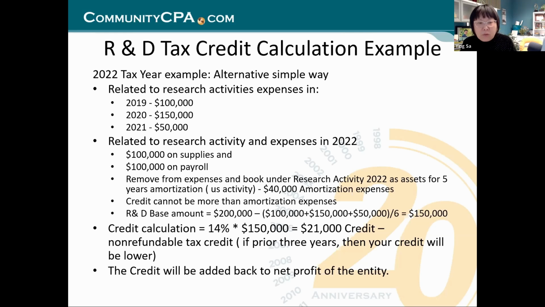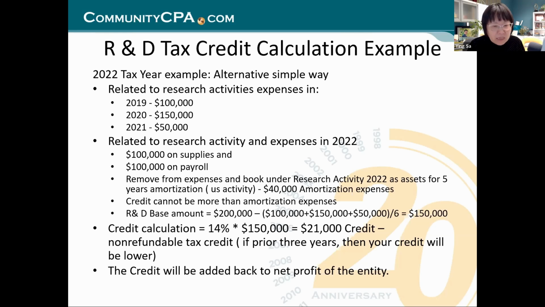So I do the same. I remove my expenses of 200,000 out of my income statement, out of my profit and loss statement, put that on my balance sheet, and I depreciate that for 5 years because I'm a US activity, and then I can deduct 40,000 instead of 200,000. Now, I know my credit has to be less than the 40,000. I keep that in the back of my mind.